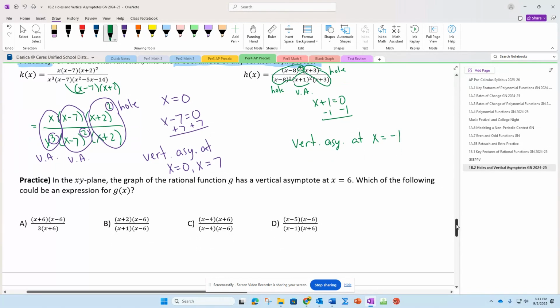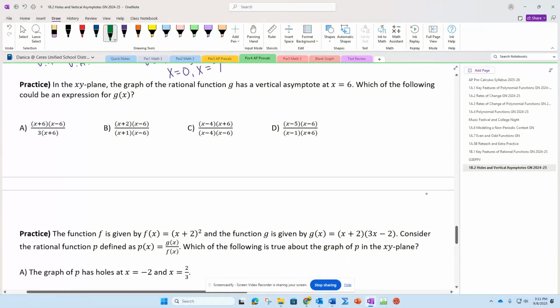All right, let's take a look at this practice problem. In the xy plane, the graph of the rational function g has a vertical asymptote at 6, or x equals 6. Which of the following could be an expression for g of x? All right, pause the video, make your decision, and start it up when you're ready to check. All right, welcome back. Let's take a look.